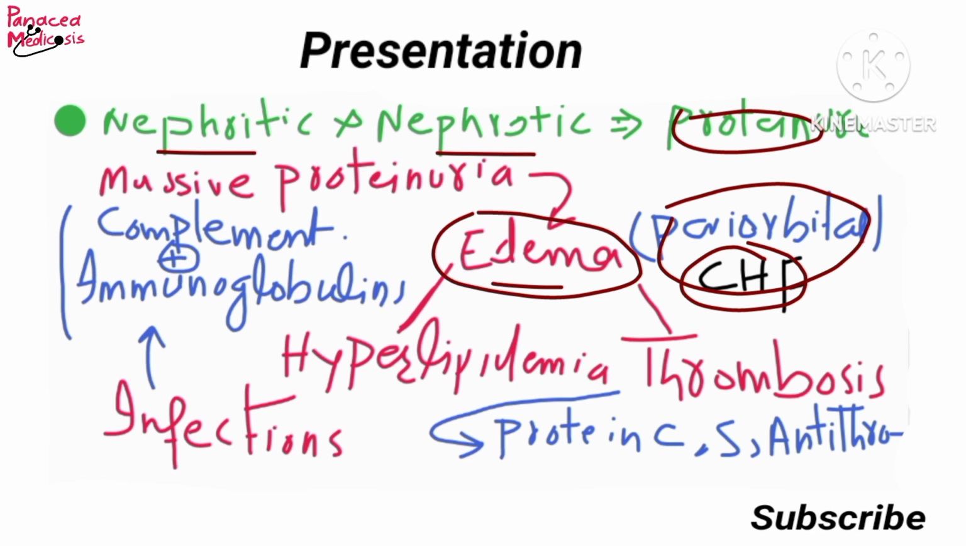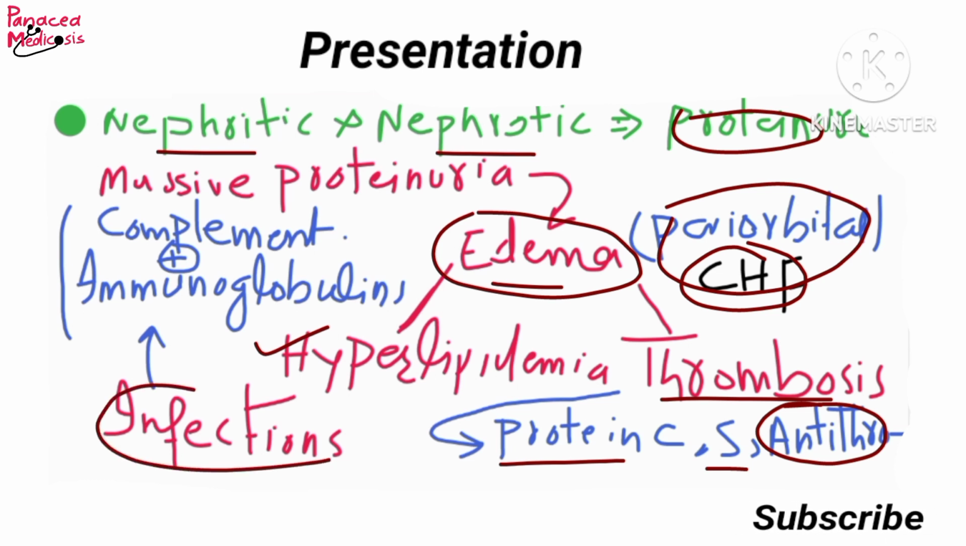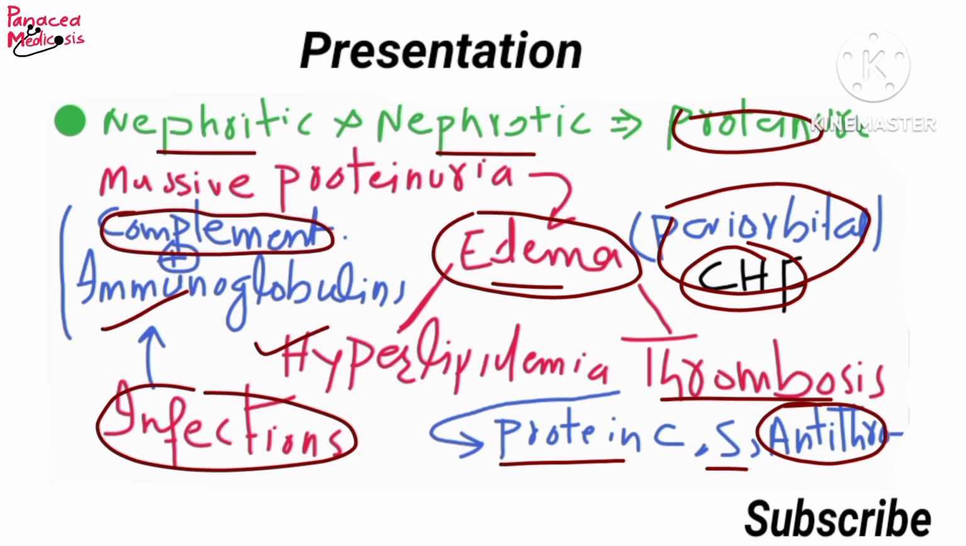The second thing is hyperlipidemia. The third thing is that thrombosis can occur in nephrotic syndrome due to urinary loss of natural anticoagulants like protein C, protein S, and antithrombin. There is also an element of infections due to urinary loss of immunoglobulins and the complement system.